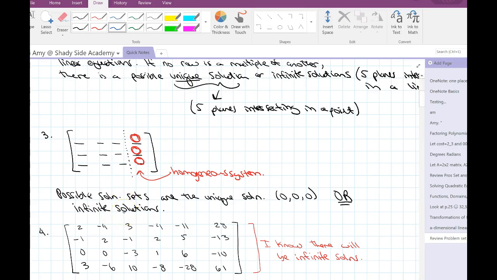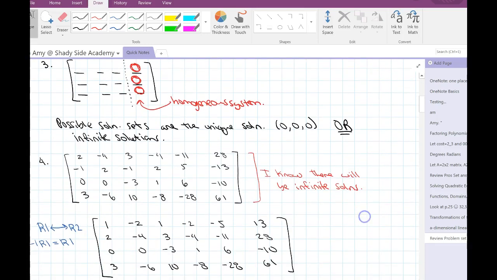All right, number 4, solve the following system. At the conclusion of your work, state whether there is a unique, no, or infinite solutions, and in the event of infinite, etc. So the first thing I look at here, before I even press forward, I want to just assess the system. Notice no row is a multiple of the other, and there are 4 equations, 5 unknowns. I know for a fact there will be infinite solutions.